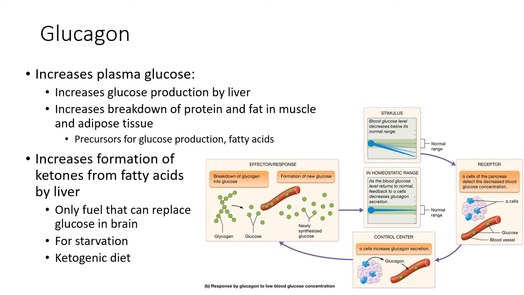So if we look a little closer at glucagon, it increases glucose levels in the blood, both by increasing the breakdown of glycogen in the liver to make glucose, and by increasing the breakdown of protein and fat in muscle and adipose tissue. You can use those things to make ATP and indirectly to make glucose.